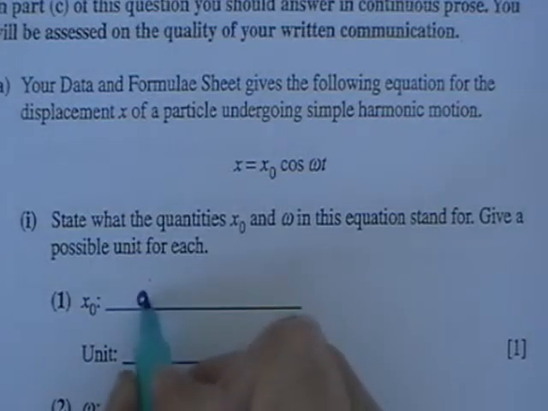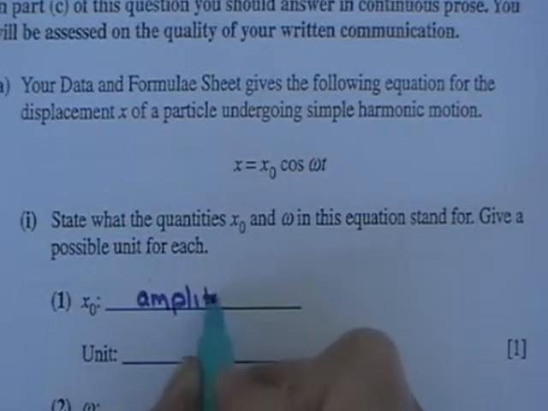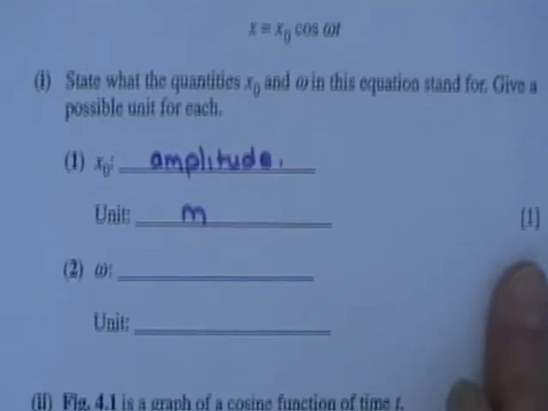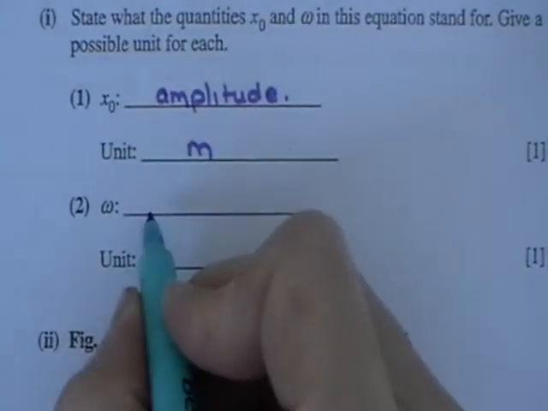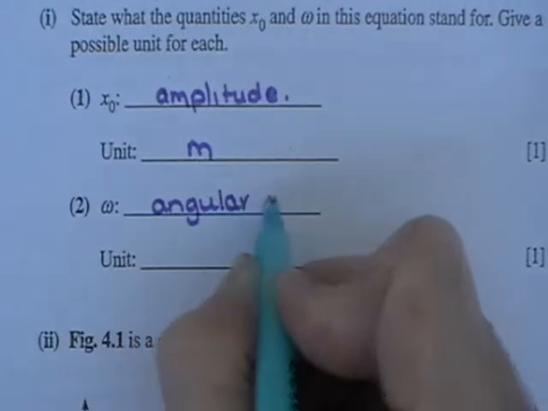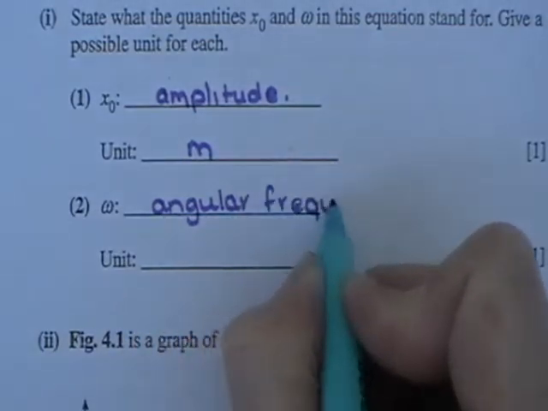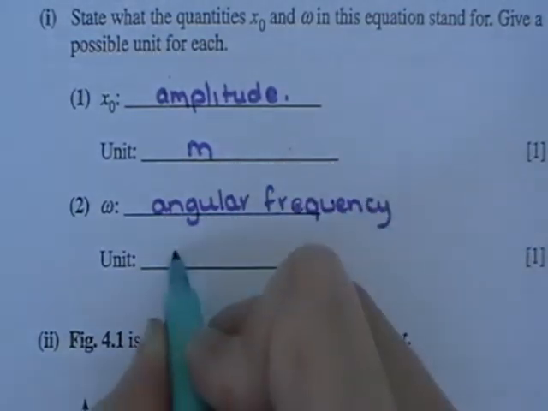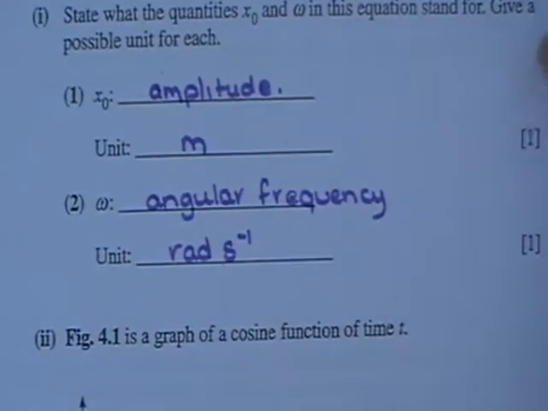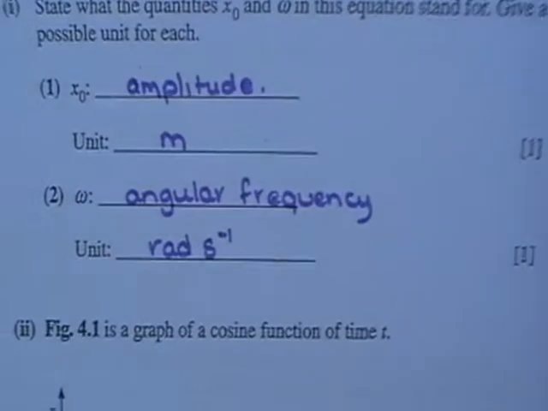So x naught is the amplitude of the motion, or of the oscillation, and its unit then is in meters, millimeters, centimeters is acceptable in the mark scheme. Omega is the angular frequency, and its unit then is in radians per second. And they also, in the mark scheme, will accept degrees per second as well.